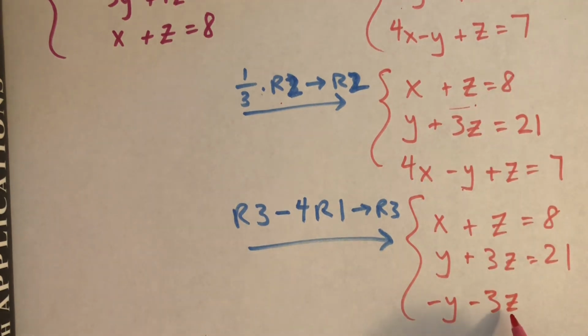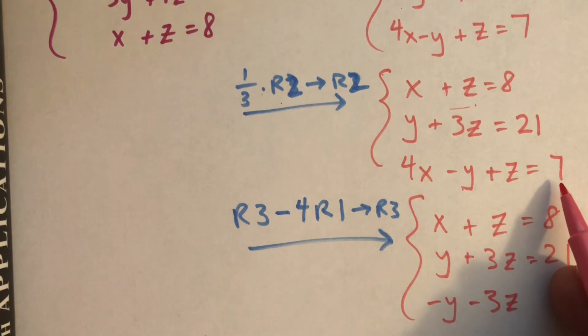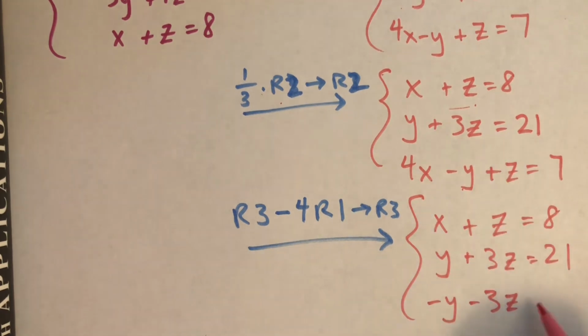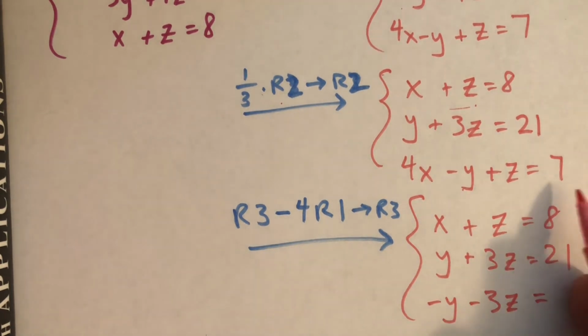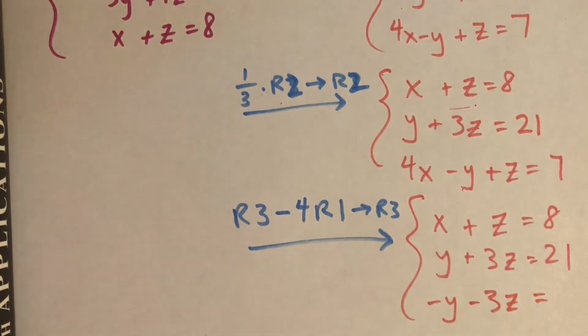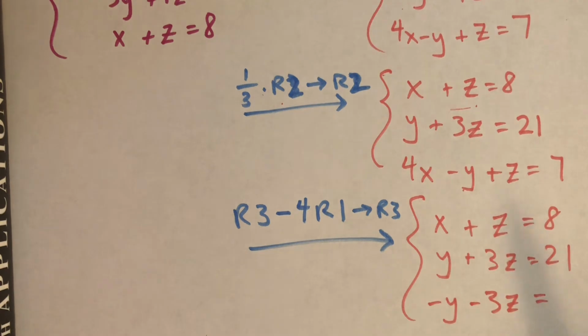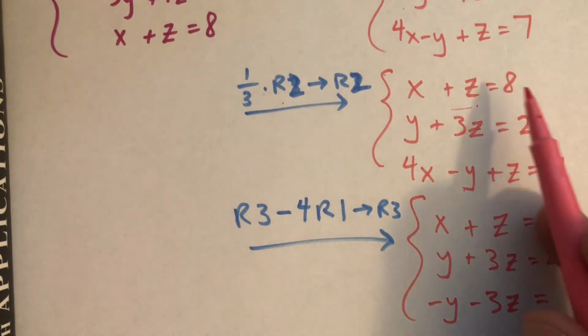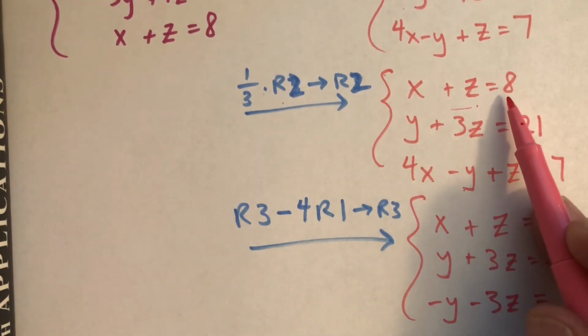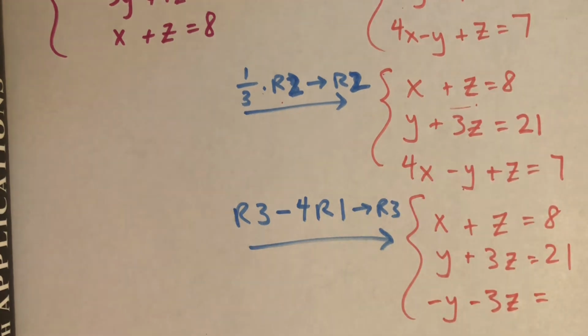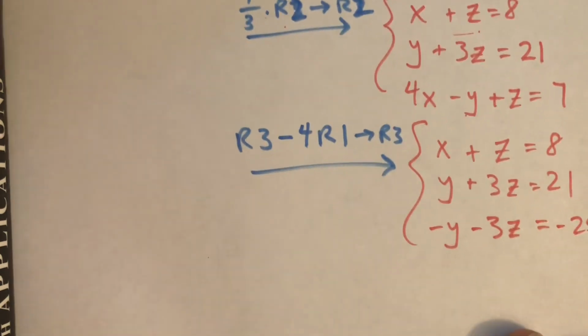So I got my z term, and then we've got 7 minus 4 times 8 is what I wanted to do. So 7 minus 4 times 8, that's 7 minus 32, which should be what, 25? Okay.